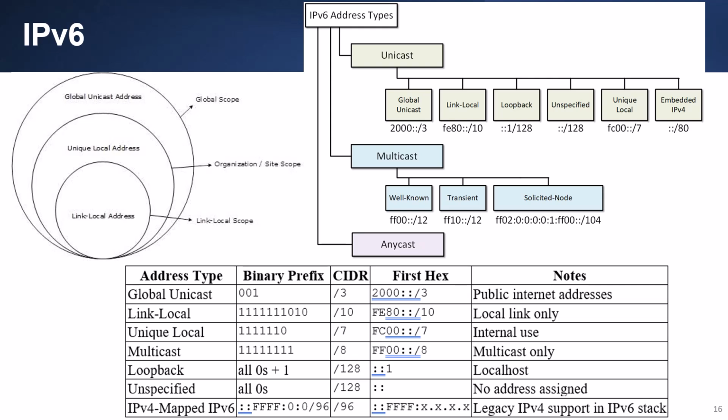Here we have a breakdown of the various types of IP version 6 addresses. The unicast addresses include global unicast, link-local, loopback, and unique local addresses. Global unicast addresses are globally recognized and unique, while unique local addresses are only within the organization. While both are routable, only global unicast addresses are routable over the internet. Unique local is for internal use only, while link-local addresses are for link-local scopes.